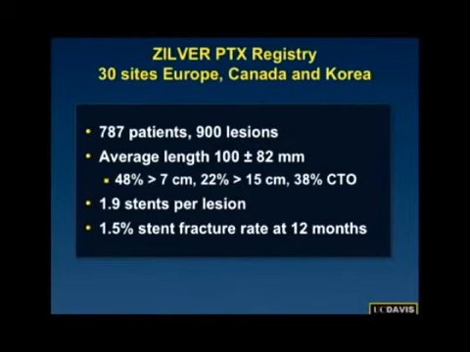So that was a fairly controlled trial with a smaller lesion length, highly regulated. How does this perform in a larger cohort? We do have some data from 30 sites in Europe, Canada, and Korea, the Zilver PTX registry, with now 900 lesions treated with an average lesion length here of 10 centimeters. 22% of those were greater than 15 centimeters, and about 38% were chronic total occlusions, 1.9 stents. Very low stent fracture rate at 12 months.